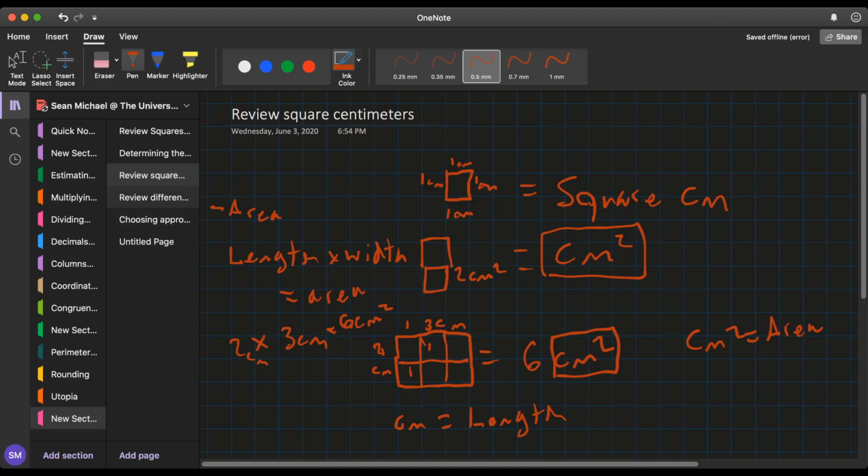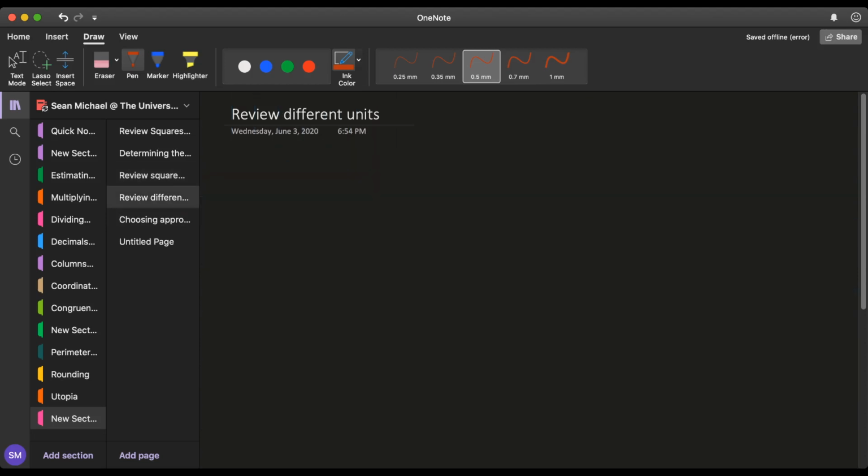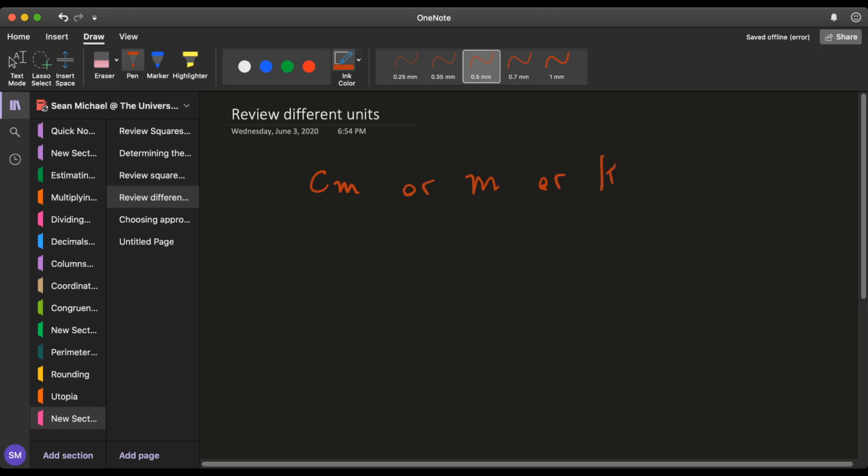So, reviewing different units. What are we saying here? Well, we know that a length can be measured in things like centimeters or meters or kilometers or millimeters, right? Let's just say millimeters. And then you can even have nanometers, and it goes all the way down. But there are lots of different measurements in length.